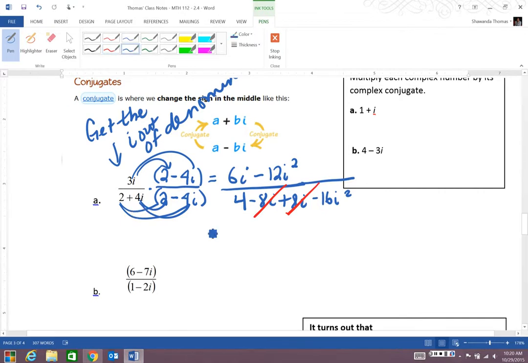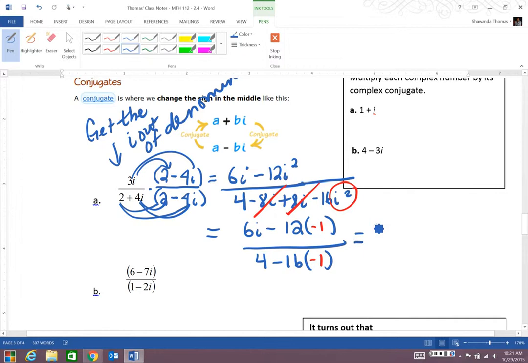Alright, now in the numerator we have 6i minus 12i squared. We can make a substitution here because i squared equals negative 1. Then we have 4 minus 16 times another negative 1 because of that i squared there. So we have 6i plus 12 over 4 plus 16 right now, which is 6i plus 12 over 20.